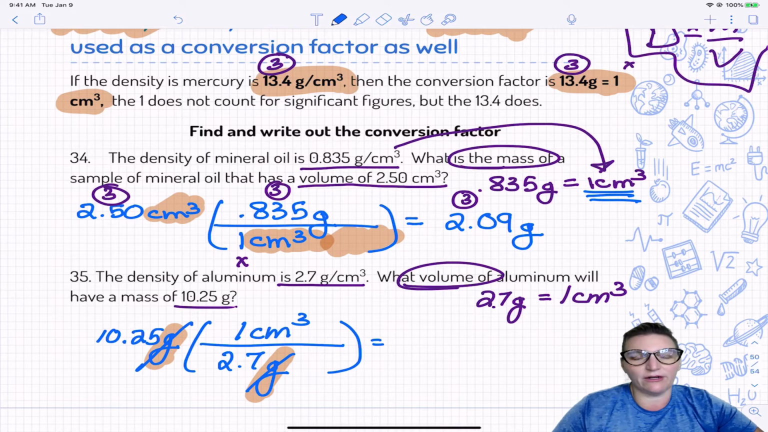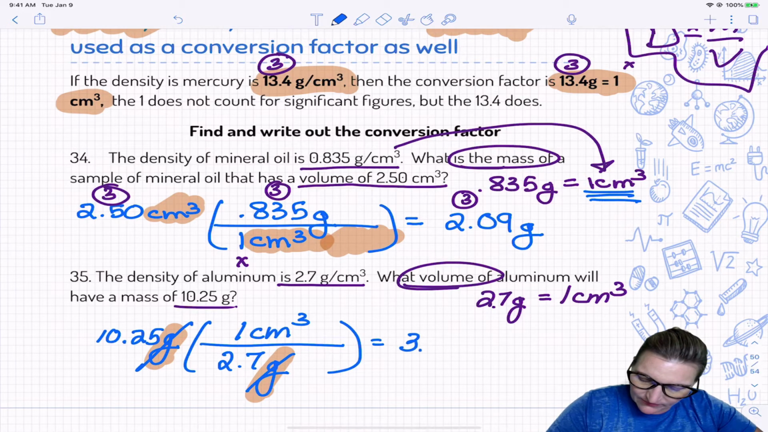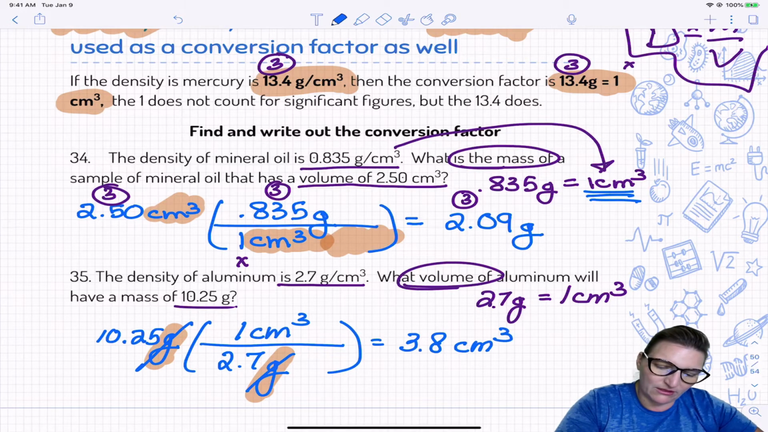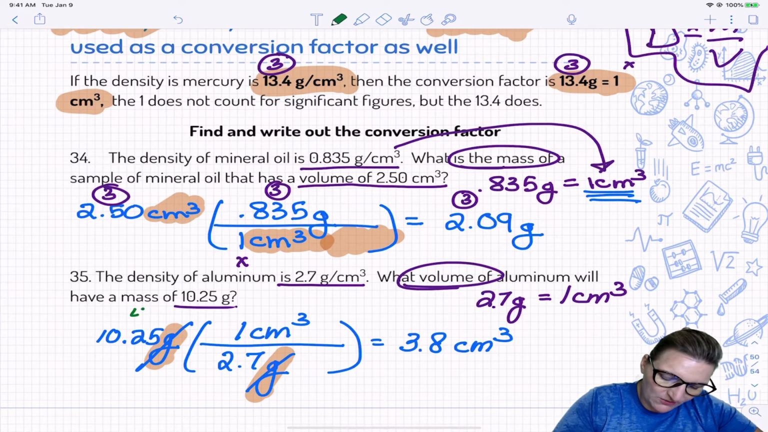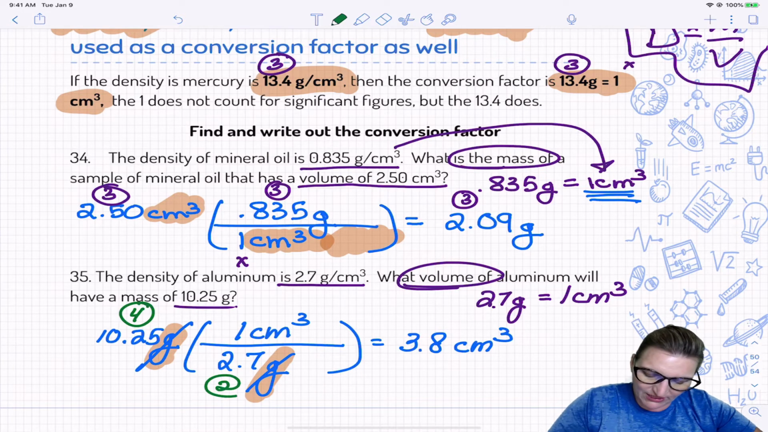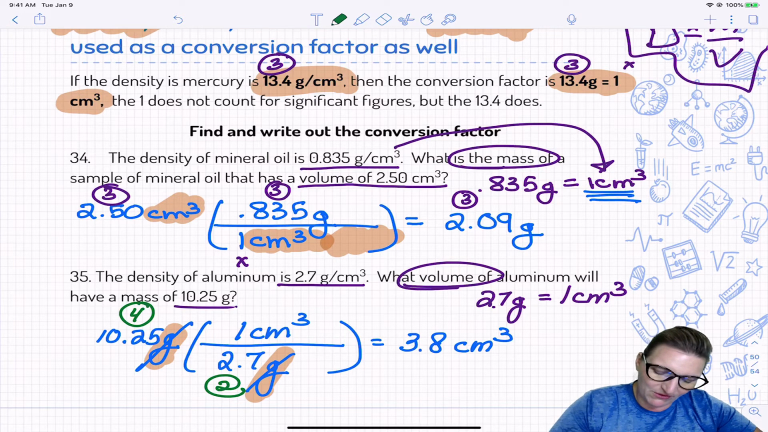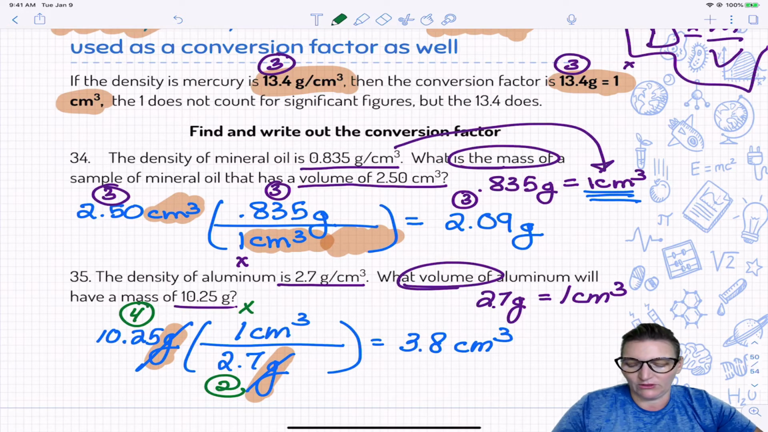In my calculator, 10.25 divided by 2.7. When I do that out, I get 3.8, and that's centimeters cubed. Significant figures, let's take a look. 10.25 has 4. That zero's in the middle. Middle zeros are always significant. 2.7 has 2. I always round to the lowest number of significant figures. Remember that 1 doesn't count. So my answer should have 2 significant figures.